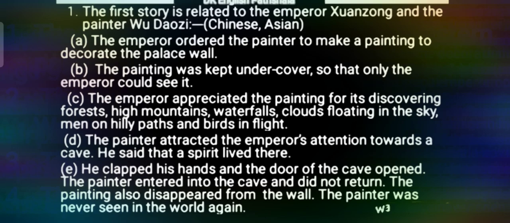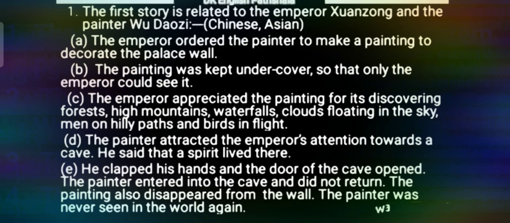The second point, that is B: the painting was kept under cover so that only the emperor could see it. And it was not allowed for everyone to watch and see the painting. It was kept under cover and only the king could see. The emperor could see the painting only.